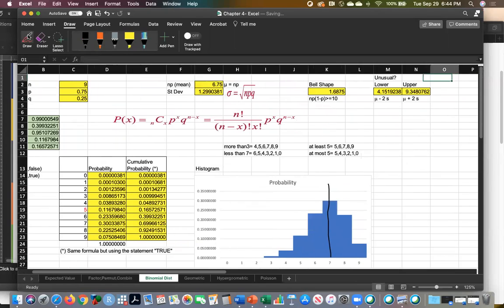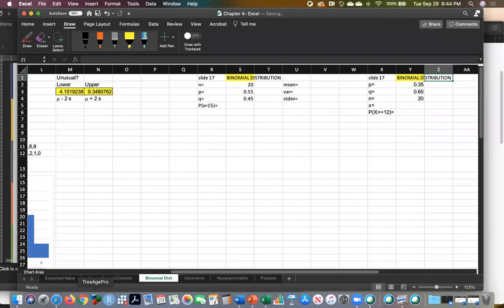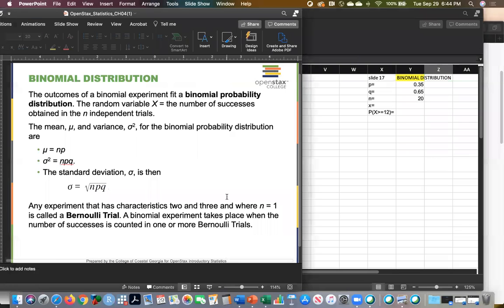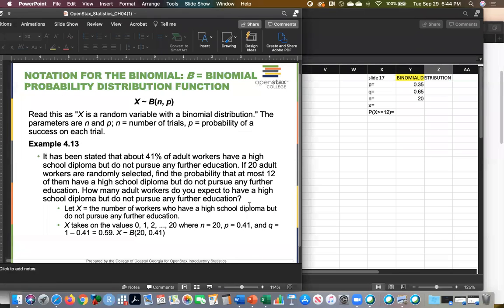So we have some other exercises here. I was taking this information from table, slide number 17. So far we have the binomial distribution. We were able to compute the mean, the standard deviation, and the variance. So let me go to this.